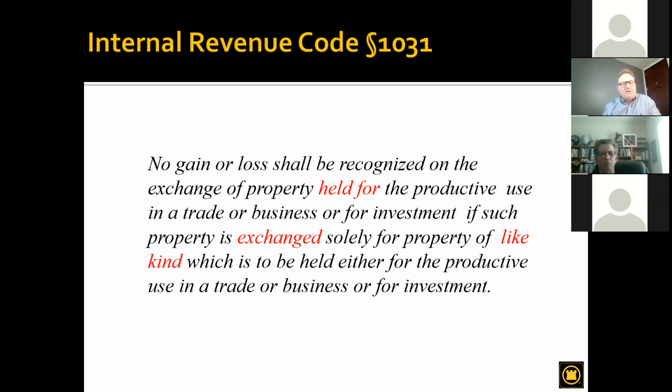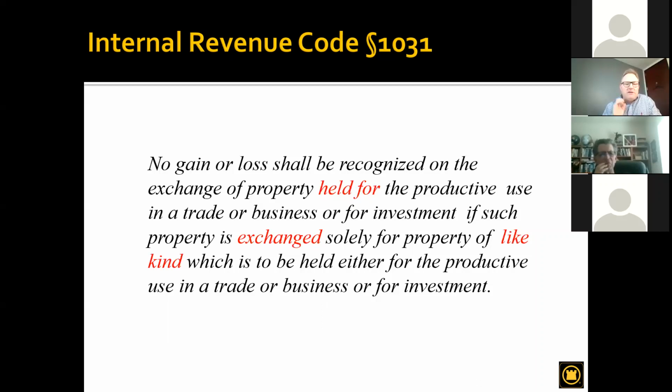The second one is the exchange requirement, and it must be a trade, if you would. The seller has to give up real estate and receive real estate. They cannot accept or touch cash at any time. And that final one is the like kind requirement, which basically states the property you're purchasing has to be like kind to the property that you're selling. We'll get a little bit more into that later. But again, in order to have a qualifying 1031 exchange, you have to meet those three statutory requirements.